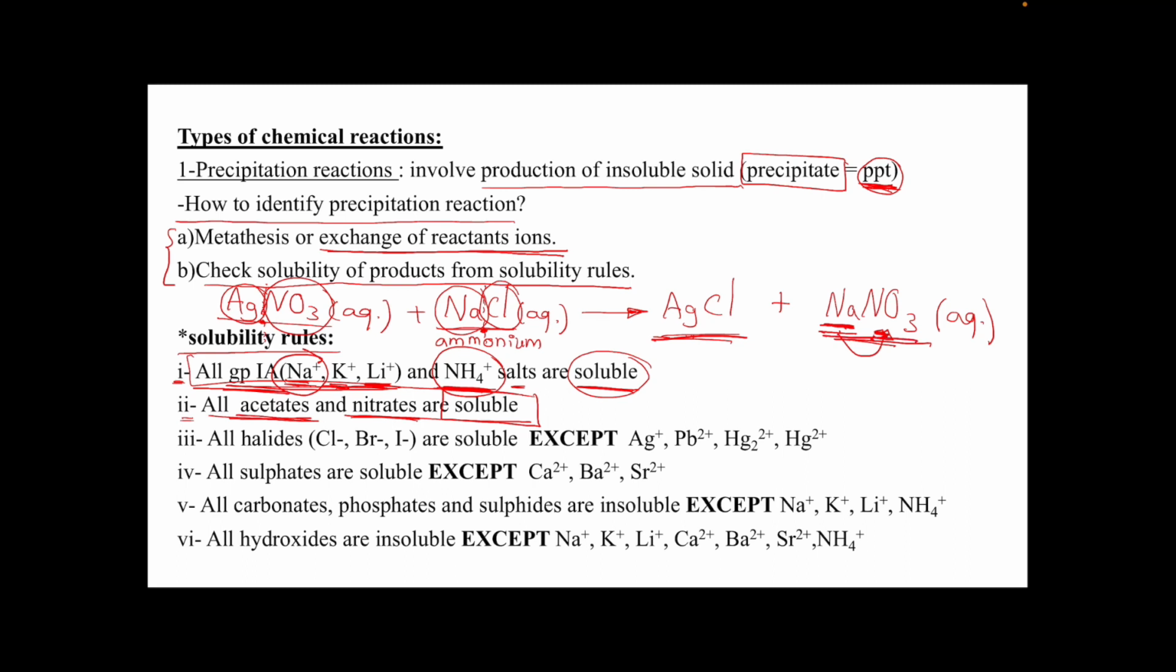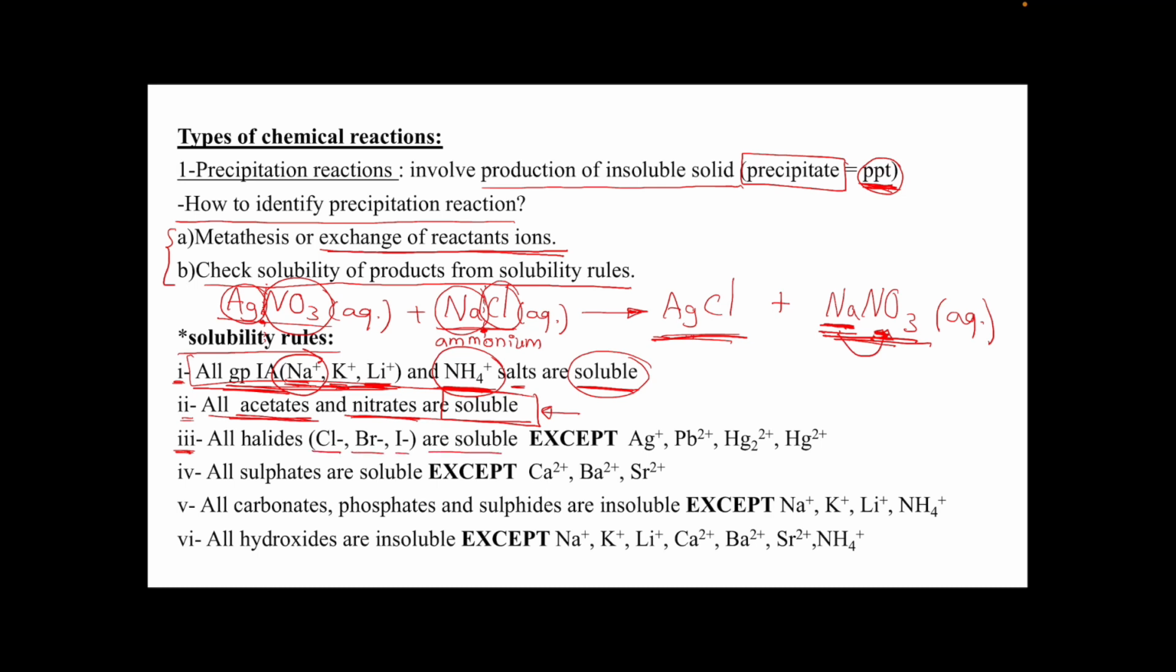Is this an acetate or nitrate salt? No. Is this an acetate or nitrate salt? Yes, it is a nitrate salt. So it is soluble. يبقى ده دليل تاني على ان الكومباوند دوت soluble. تمام؟ طيب let's move to rule number 3.